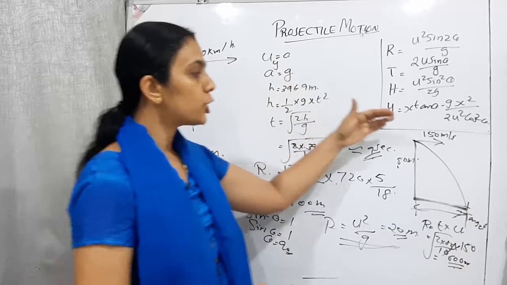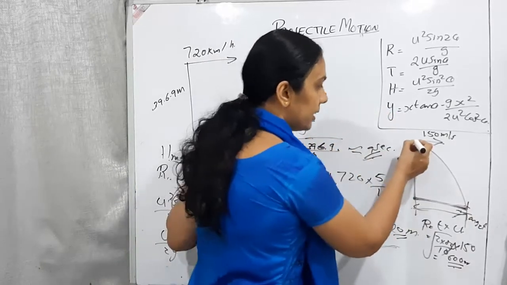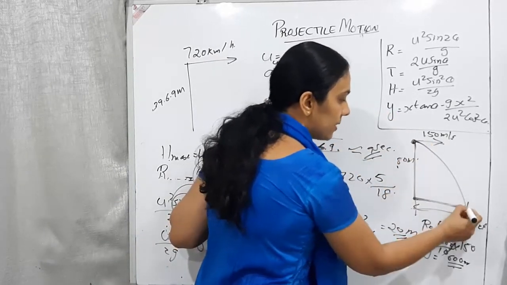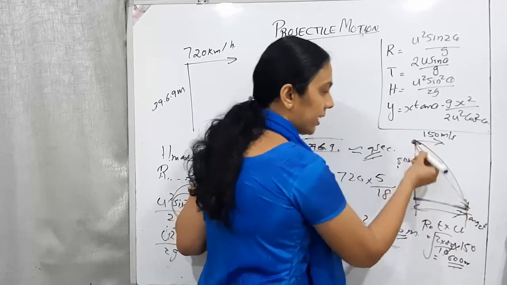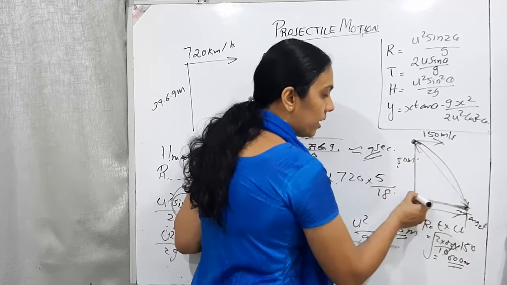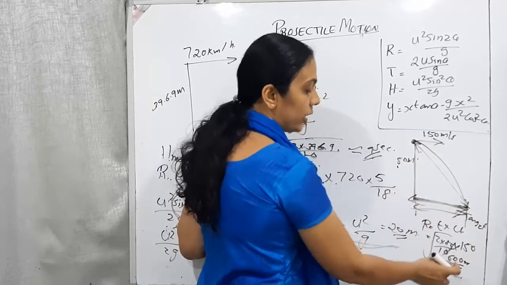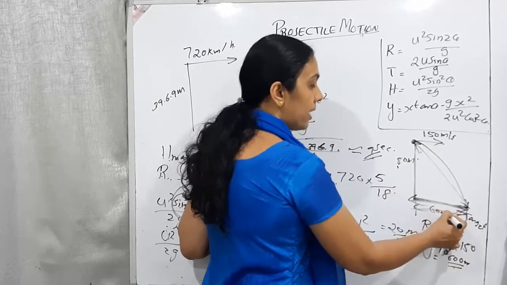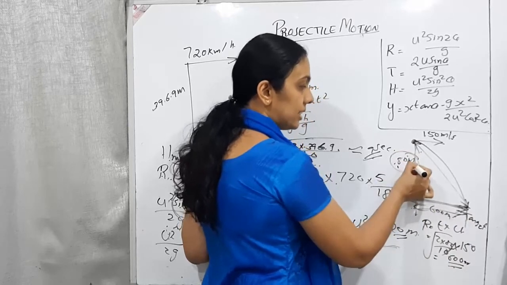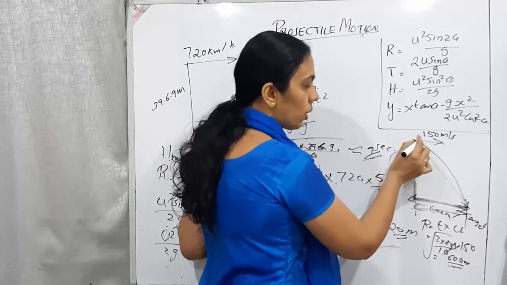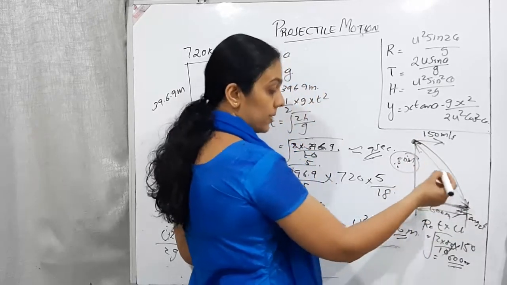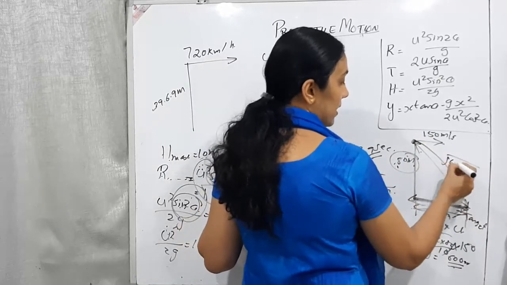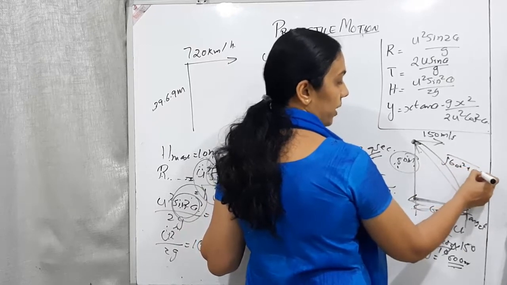But from the dropping point till the target, that means this is the dropping point, this is the target. What will be the distance between the dropping point and the target? This is the distance. So here we are getting the range value as 600 meter and the height as 80 meter is given. So what will be the distance between these two? We can use the Pythagoras theorem: root of 600 square plus 80 square.